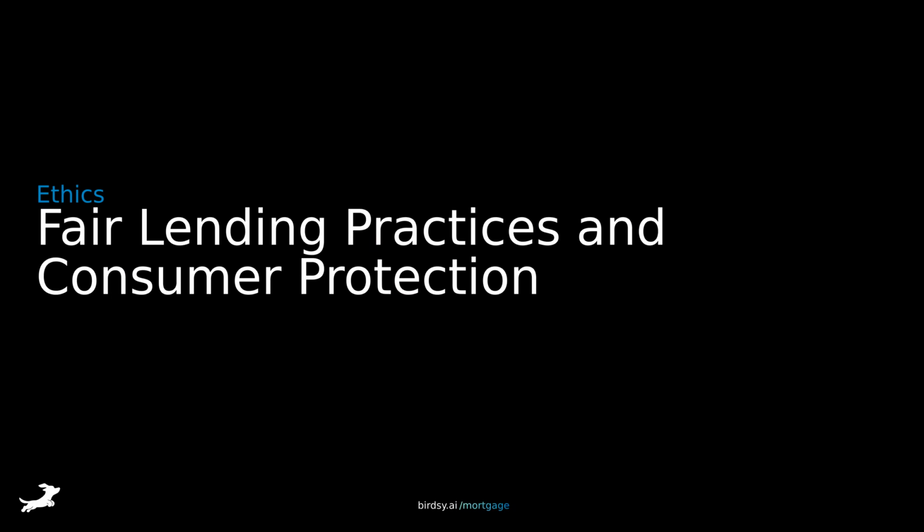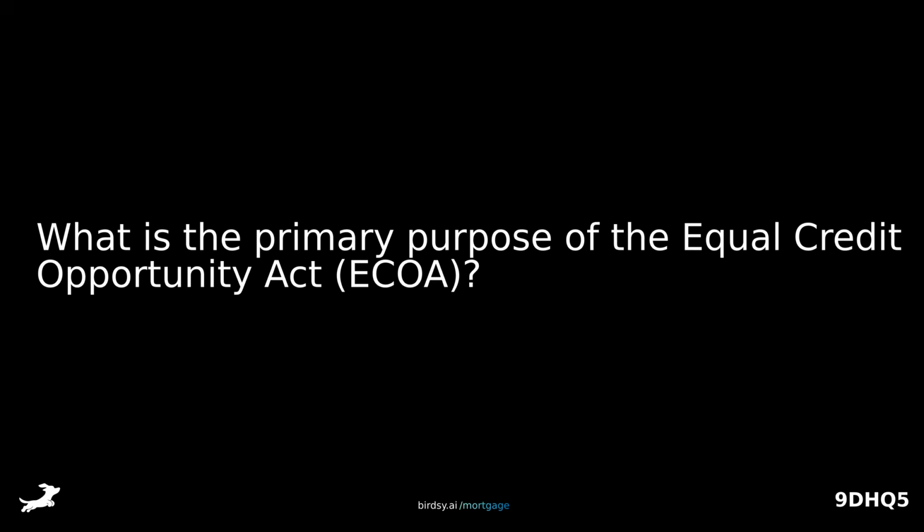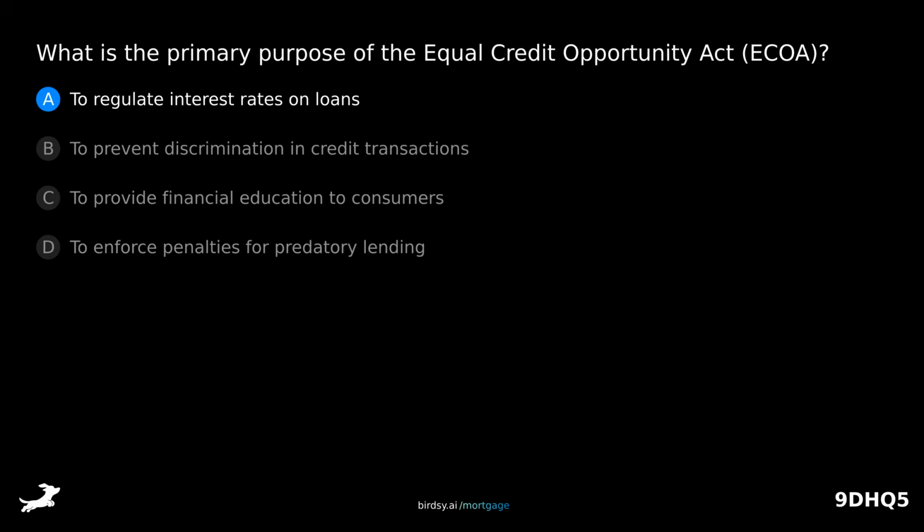Fair lending practices and consumer protection. What is the primary purpose of the Equal Credit Opportunity Act? Is it A, to regulate interest rates on loans, B, to prevent discrimination in credit transactions, C, to provide financial education to consumers, or D, to enforce penalties for predatory lending? The answer is B, to prevent discrimination in credit transactions.